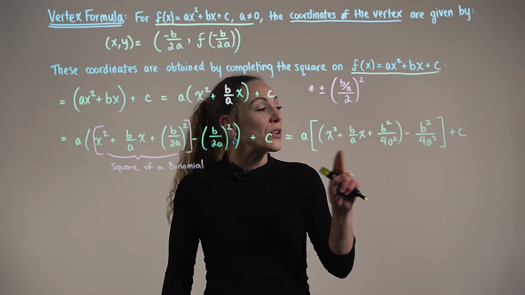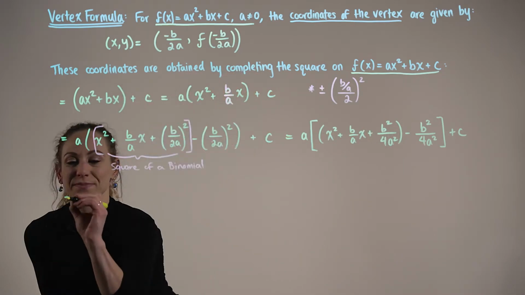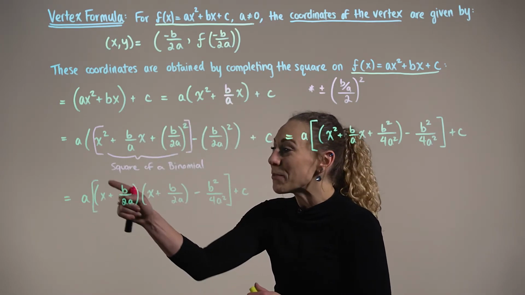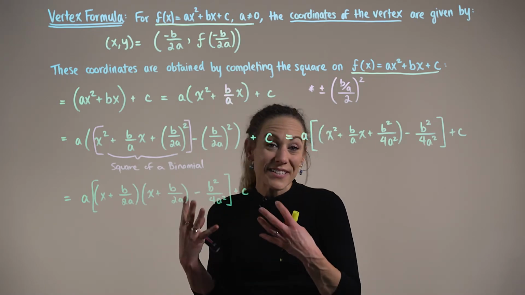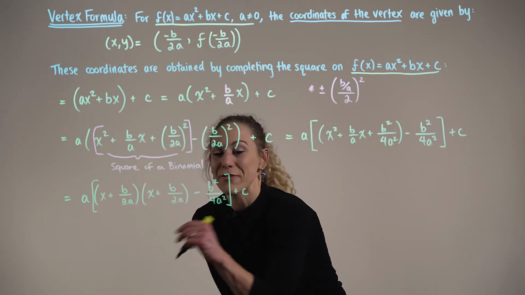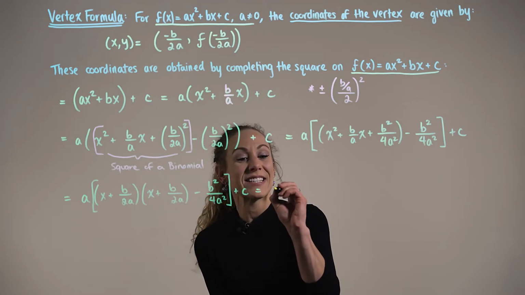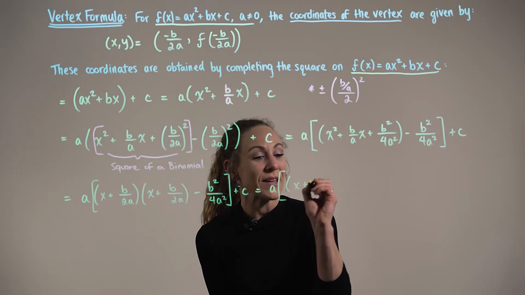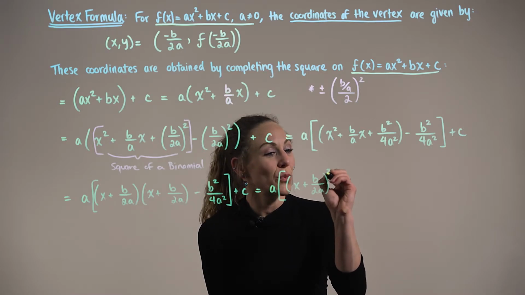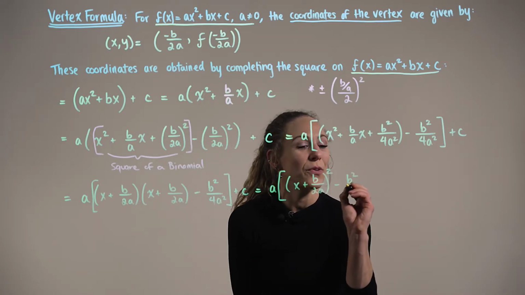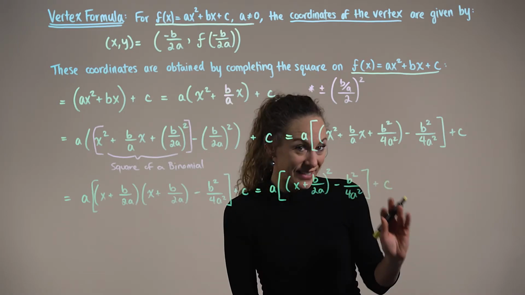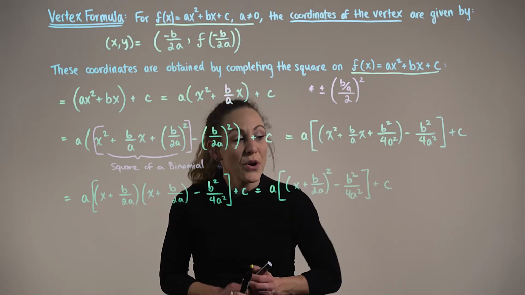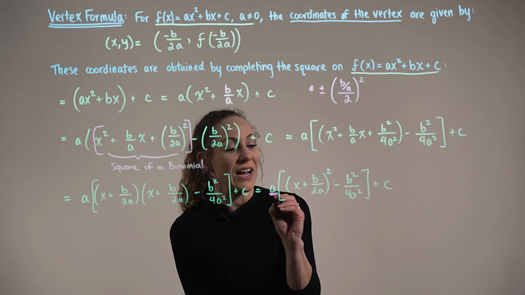So now that we've simplified, we can go ahead and factor this trinomial. In factoring that trinomial, we can really appreciate the square of the binomial, and we're starting to see the vertex formula come to life. So we can further rewrite this as a, multiplied by x plus b by 2a, squared, and we have minus b squared over 4a squared plus c. Now, to rewrite this so it looks like the vertex form of the quadratic function, we want to redistribute this factor a.